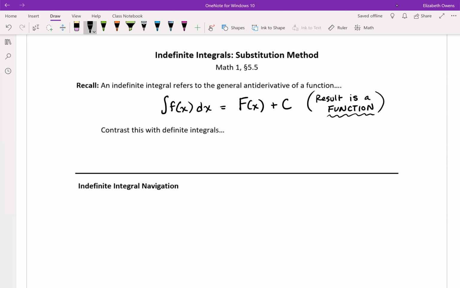Now, we want to contrast this with definite integrals. Those are the ones that have limits of integration. So when you see something like the integral from a to b of f of x dx, the result here is not a function anymore. It's just some value. It's a number.